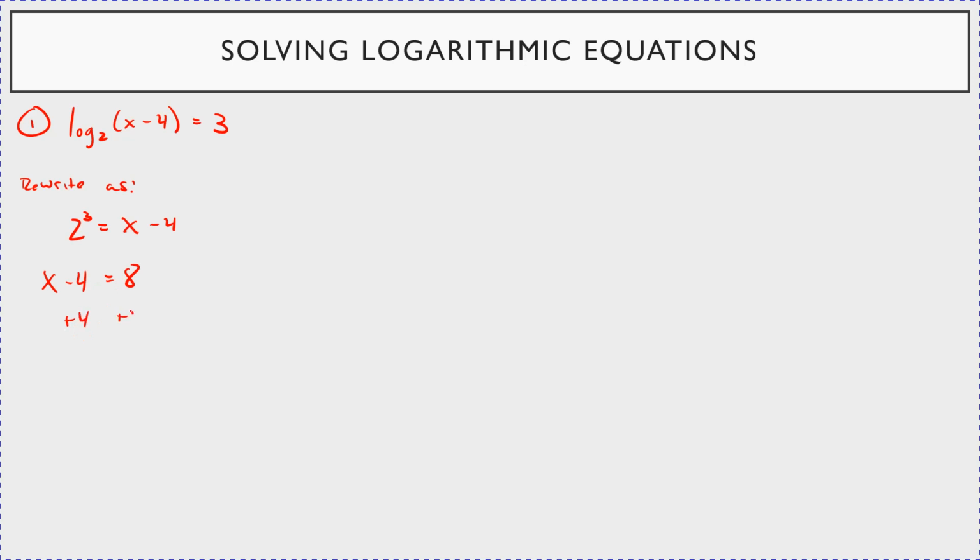You're going to add 4 to each side. And I'm saying here x is equal to 12. And that is an okay solution when you check it. You have log base 2 of 12 minus 4 is equal to 3. And yes, absolutely, log base 2 of 8 is equal to 3. So as long as whatever you plug in here doesn't result in a negative, you're good.